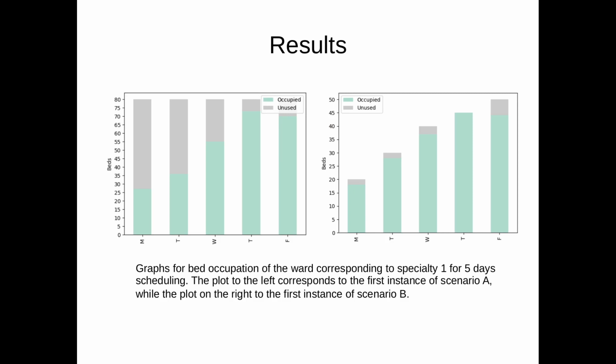These results show the graph for just one instance of specialty 1 for 5 days. So Monday, it's like for 5 days, this graph shows the abundance of beds and this graph shows the scarcity of beds. As here we have abundance of beds, the plot to the left corresponds to the first instance of scenario A, and to the right the first instance of scenario B.